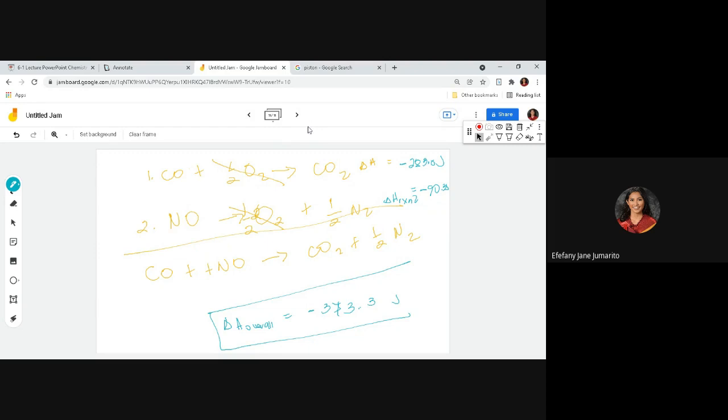Just take note if it's the system or the surrounding. And then enthalpy is for when we have constant pressure and a change in volume, and you can use Q equals mc delta T if you have a change of temperature. Okay, so you have formulas to familiarize.